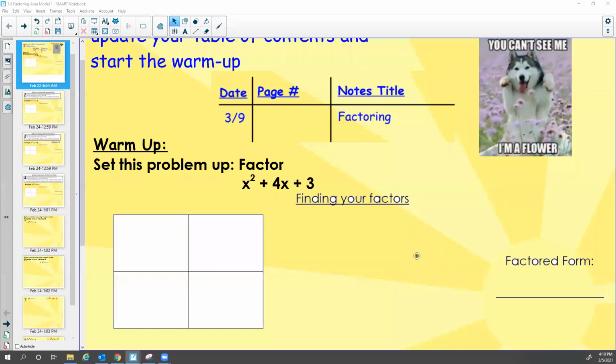All right, everybody. So today is March 9th. We are talking about factoring today. So that's the title of today's notes. What I want you to do for your warm-up is set up this factor problem with our boxes. Go ahead and figure out, well, where would everything go in these boxes?